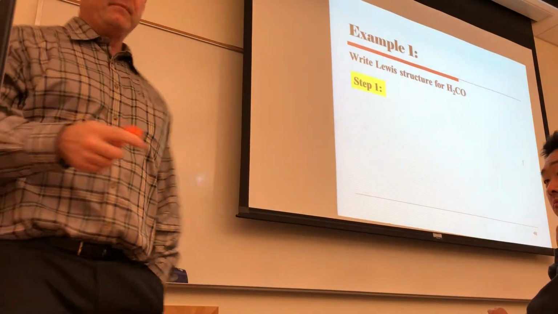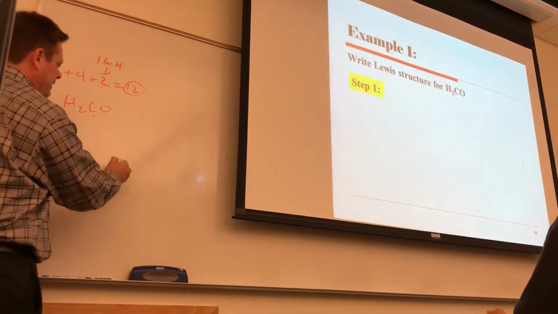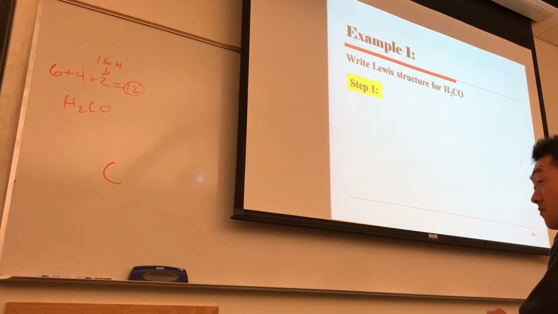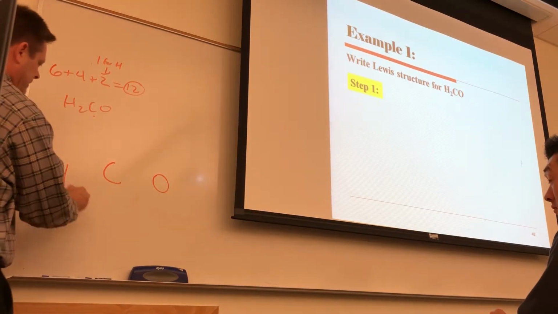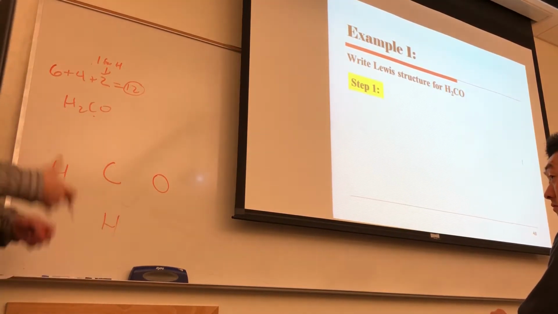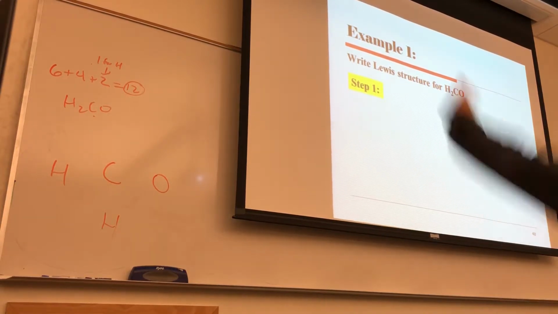So between carbon and oxygen, the most metallic is carbon. That will be the center atom. Then I simply draw everything else around it in a skeleton shape, symmetrically.